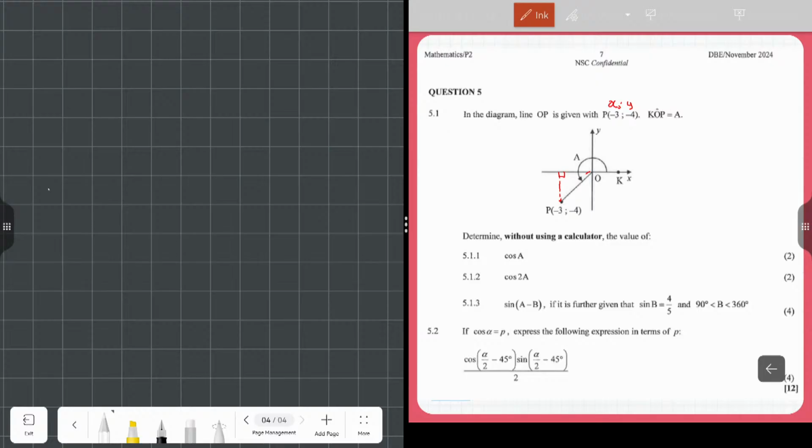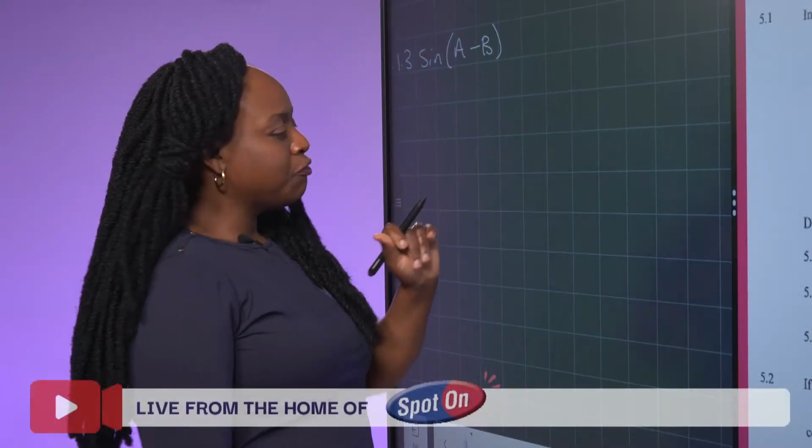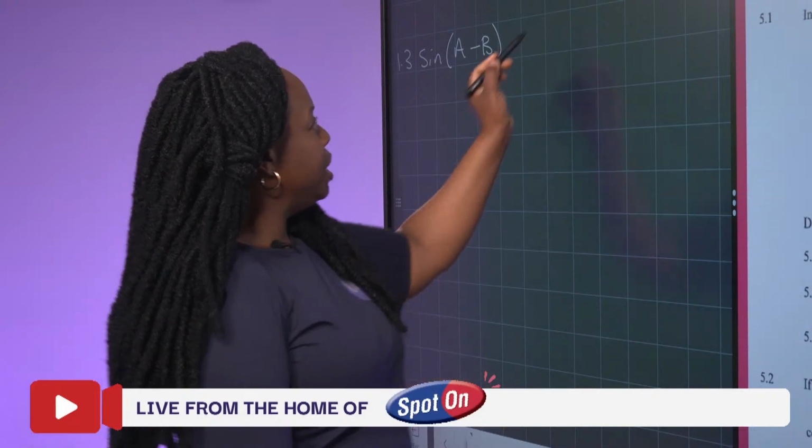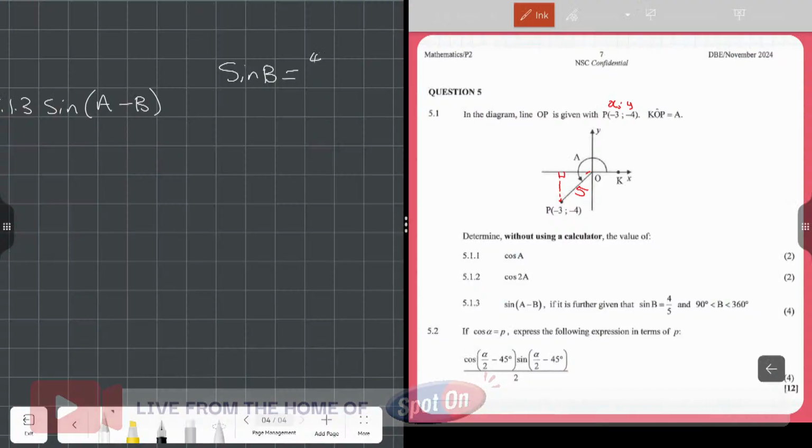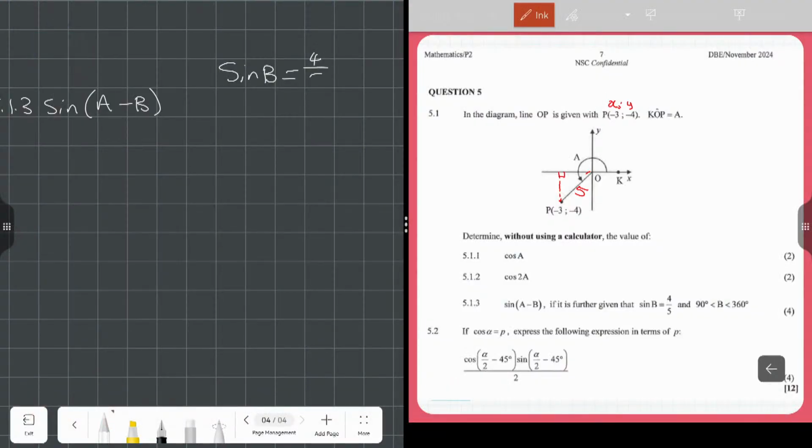Okay, so 5.1.3, we are given sine of A minus B, right? So that's what we are given. Sine of A minus B, but they said if it is further given that. So this is our question. We need to solve for this, right? But if it's further given that sine B is equal to 4 divided by 5.